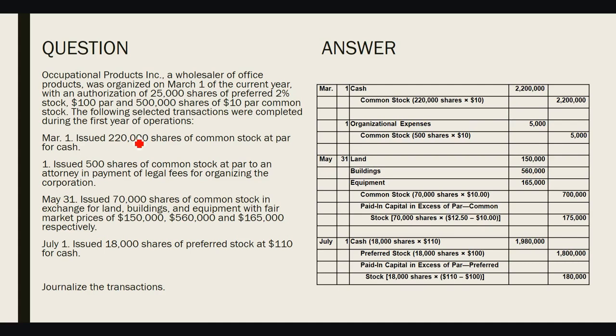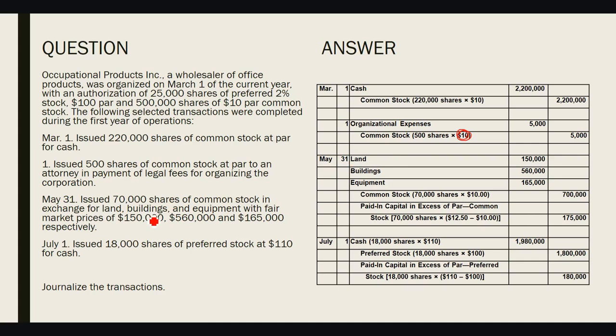Also on the 1st, we issued 500 shares of common stock at par to an attorney to pay for legal fees. Apparently we didn't have $5,000 to pay him, so we agreed to give him ownership in the business in exchange for services he rendered. So we place here organizational expenses, $5,000, and then common stock, 500 shares at what we sold it for. The exchange is at par value, which is $10.